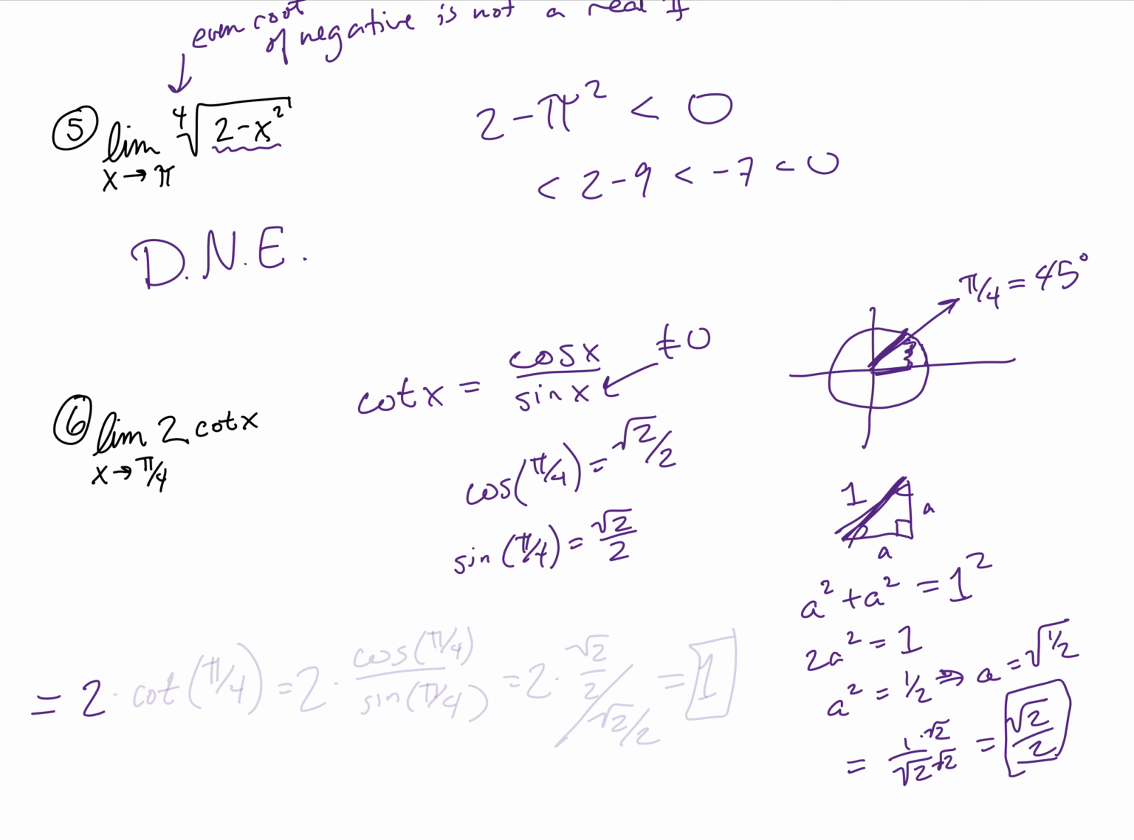And so this is 2 times cotangent of pi over 4, which is 2 times cosine of pi over 4 divided by sine of pi over 4. And so that gives us 2 times square root of 2 over 2 divided by square root of 2 over 2, which is just equal to 1.